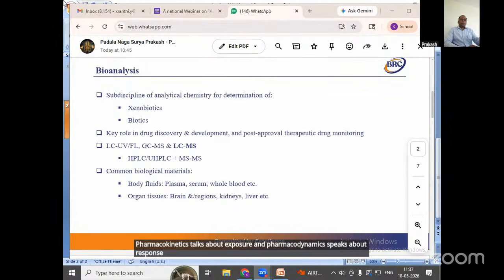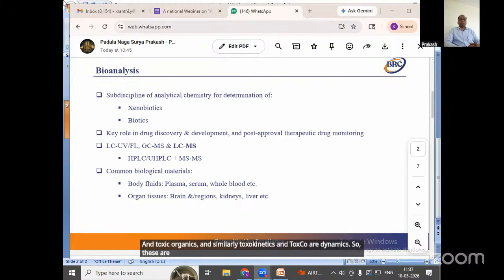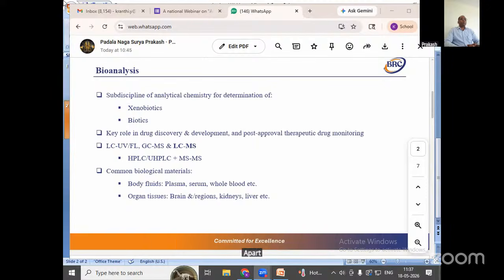And similarly, toxicokinetics and toxicodynamics. So these are all required to support the drug discovery and development, apart from post-approval TDM, which is nothing but therapeutic drug monitoring. So that is where the importance of bioanalysis lies.